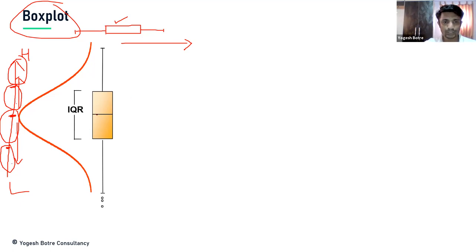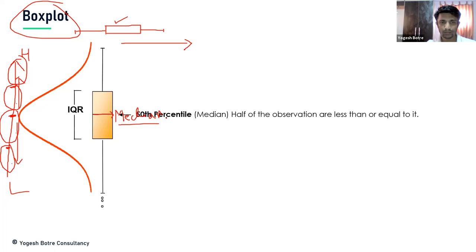In a Boxplot, this is what we call the center. The center of the data is nothing but the median, a statistical term different from mean. Median means the exact center of your data when you sort it from lower to higher or higher to lower. This is also called the 50th percentile or median. Half of the observations are above that, half of the observations are below that.